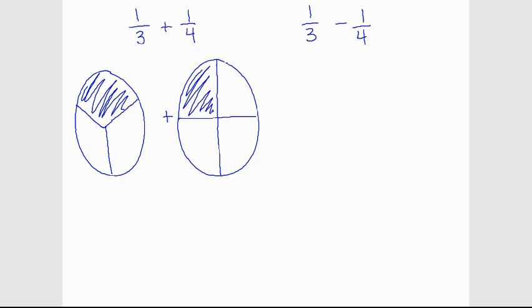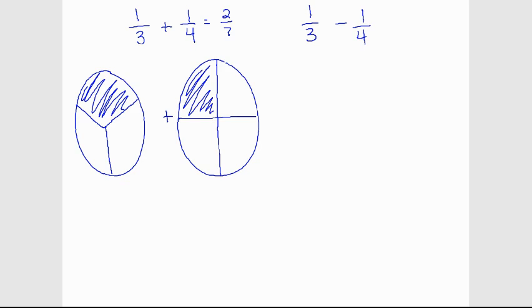Now, typically the thing that people want to do when they first learn how to add fractions is say, okay, 1 + 1 is 2, and then 3 + 4 is 7. So my answer is 2/7. Seems to make sense from a visual perspective. I've got 2 shaded parts and I've got 7 total parts.